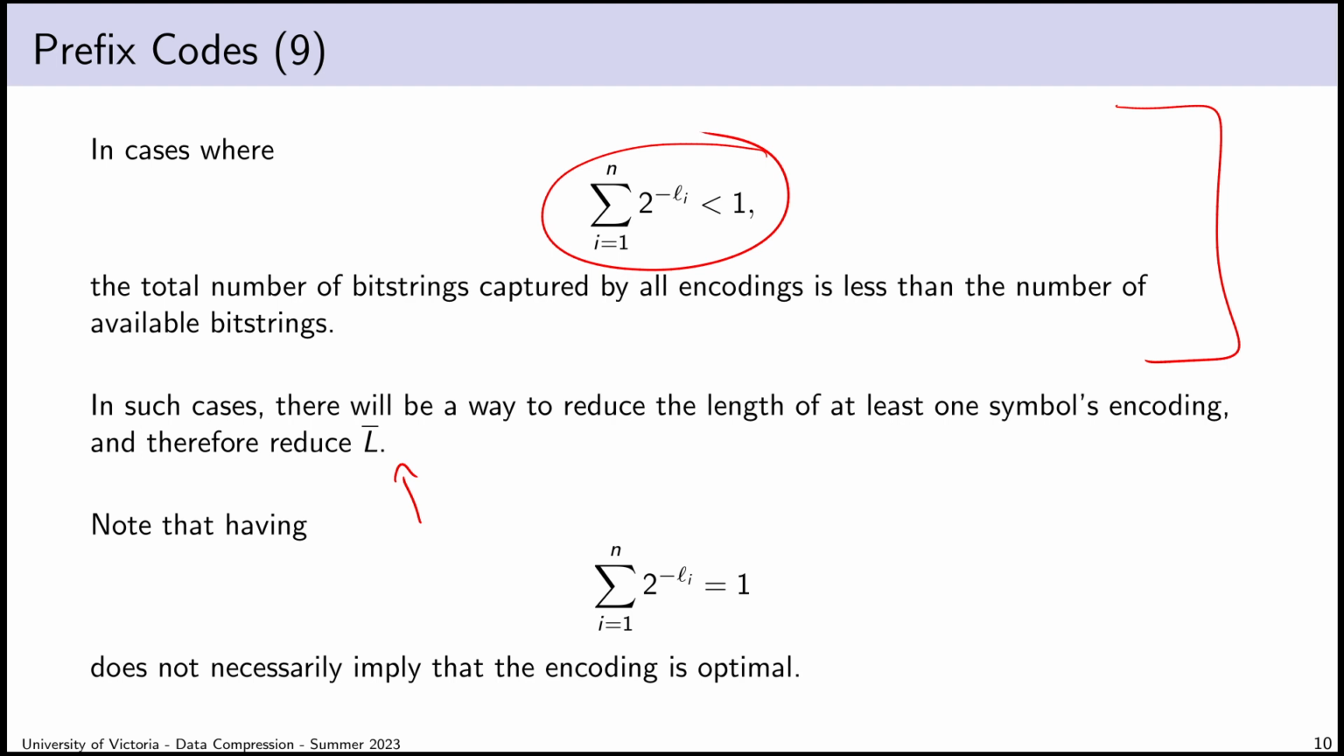But to be clear, just because the inequality comes out to 1 doesn't mean that my encoding is optimal, because there are other factors that go into an encoding. For example, I could be choosing my lengths in a way that doesn't fairly value each symbol. And so keep that in mind. Just because the inequality equals 1 doesn't mean there isn't a better value of L bar out there.